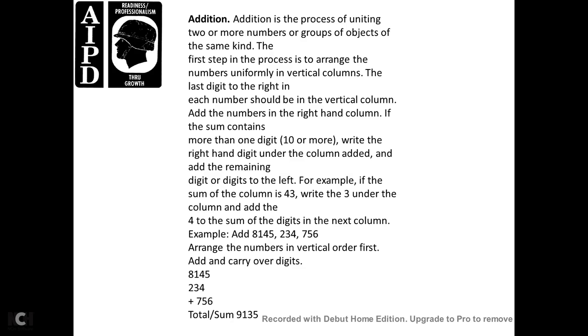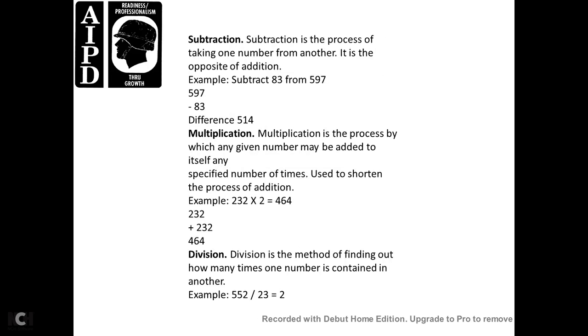For example, if the sum of the column is 43, write the 3 under the column, and carry the 4 with the sum of the digits for the next column. Remember the numbers must be in vertical order and added with the carried-over digits. Subtraction is the process of taking one number from the other, the opposite of addition. Multiplication is the process by which you can take a number that may be added to itself a specified number of times, to give a shortened process of addition.